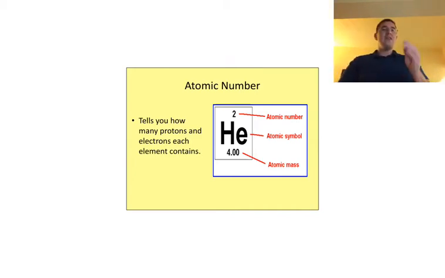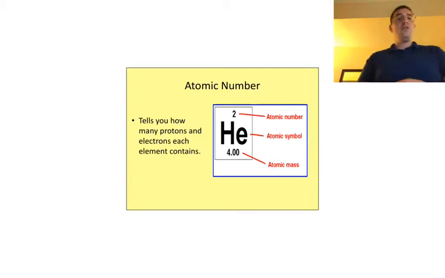Once again, I want to emphasize that every element that's on the periodic table is unique because it has its own unique set of protons within the nucleus and its own unique set of electrons in the orbital. The protons and the electrons are always going to be in equal numbers.